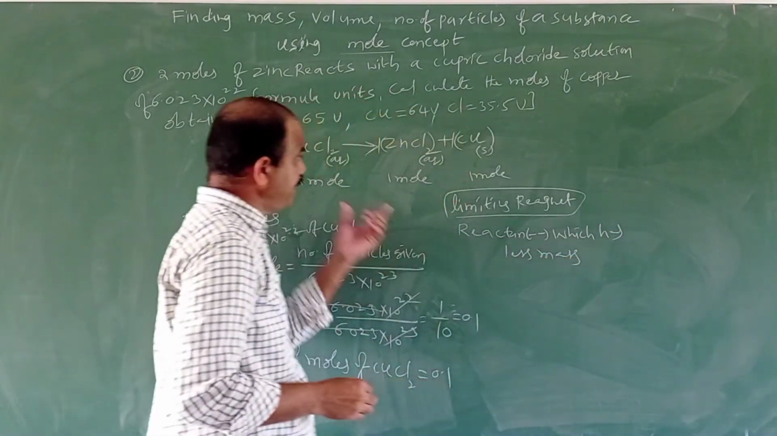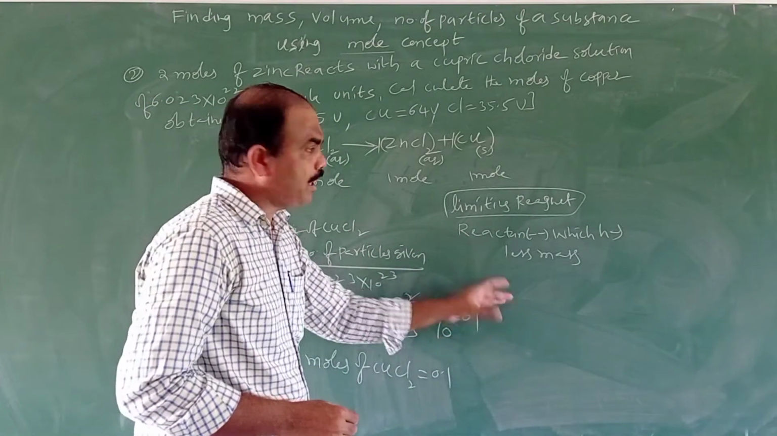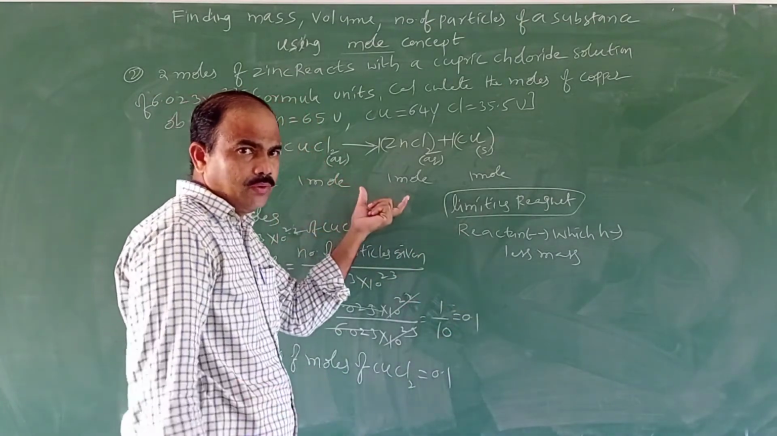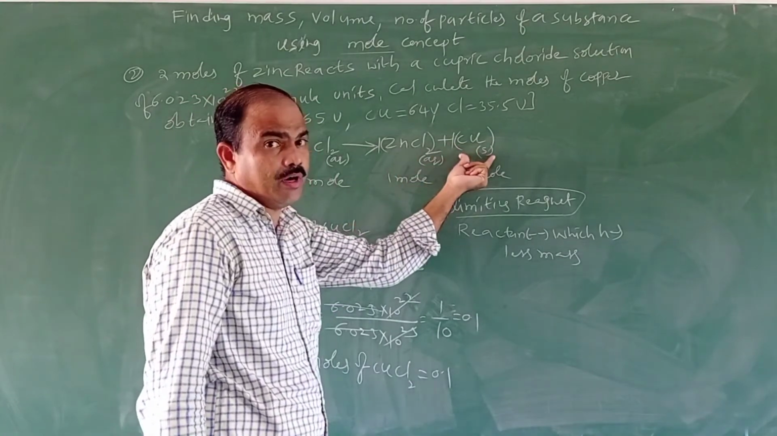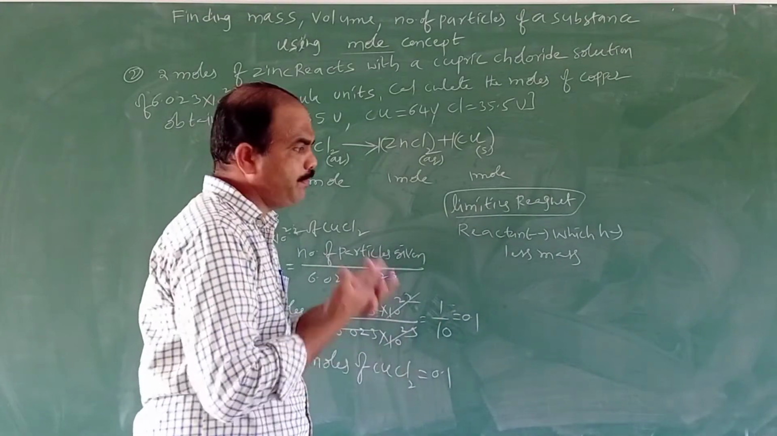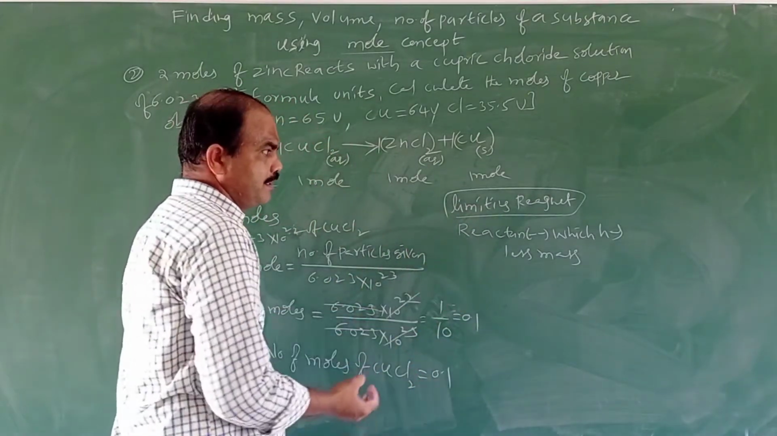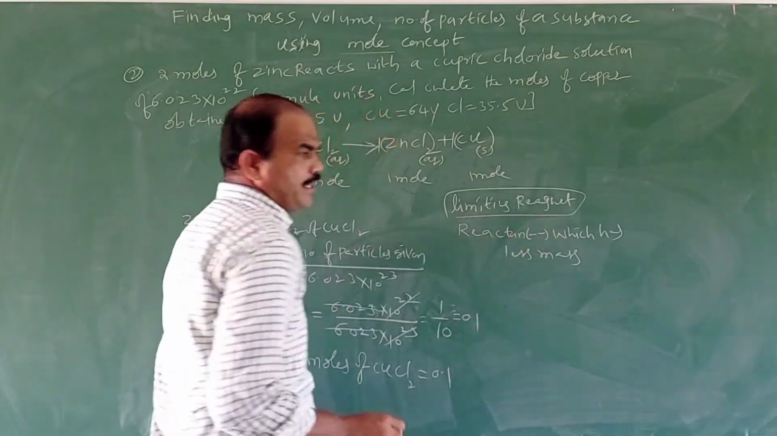That is, the reactant which has less mass, the progression of that chemical reaction, or the amount of the products, nothing but the number of moles of the products, the mass or volume or number of moles of the products, depends upon this limiting reagent.